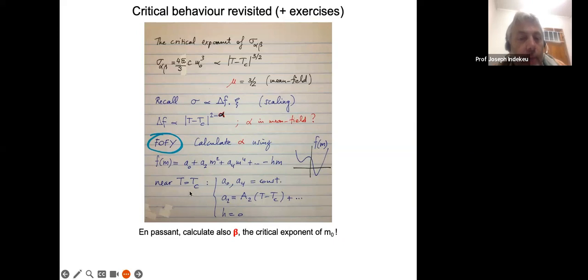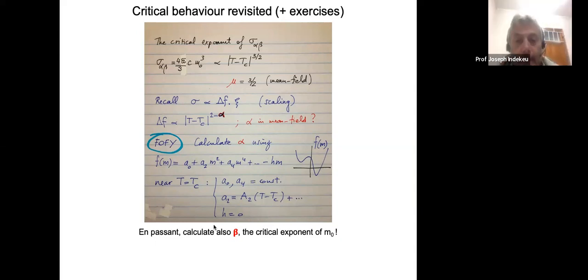And near the critical points, A0 and A4 can be considered to be constants. But A2, of course, has to vary linearly in first order, has to change sign across the critical point, because below criticality we have to have a double well, and so we need a negative coefficient for m squared to make a double well potential, and above criticality we just need a positive A2, because then everything is positive and then the minimum is at 0.